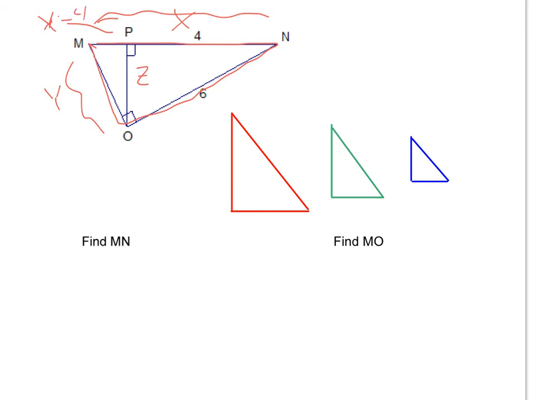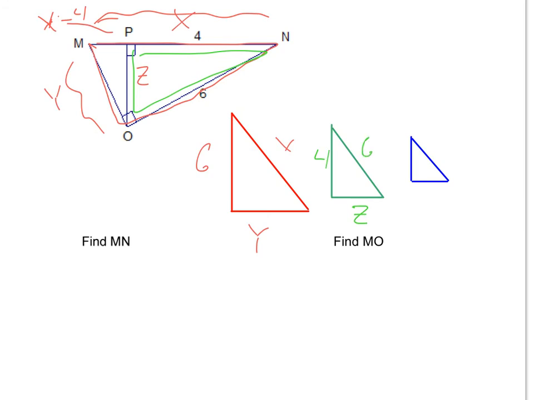Okay, so now let's just label our sides. In our big red, our little leg is y, our medium leg is 6, and my hypotenuse is x. In my green, that's this one right here, my short leg is z, my long leg is 4, and my hypotenuse is 6.